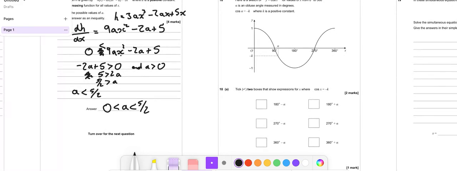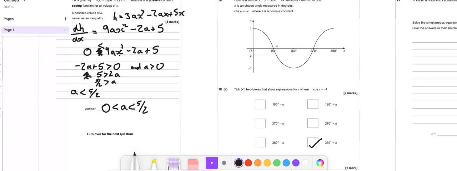Well, it repeats itself every 360. Okay, so it's definitely going to be 360 plus a, but it's also going to be there, which is 360 minus a, because a is that distance, which is the same as that distance, so it's 360 minus a.